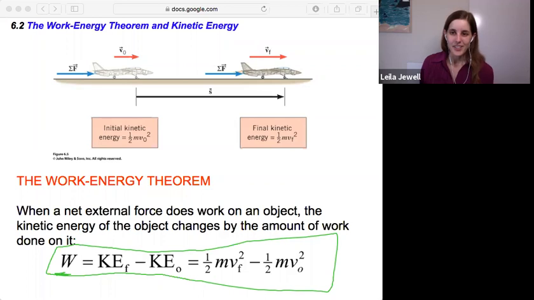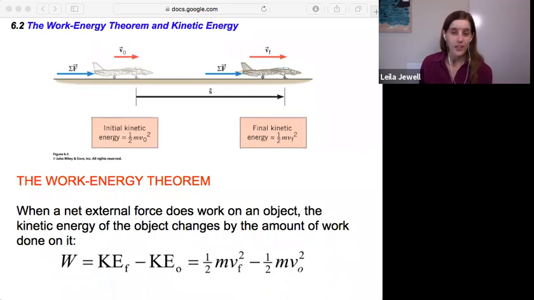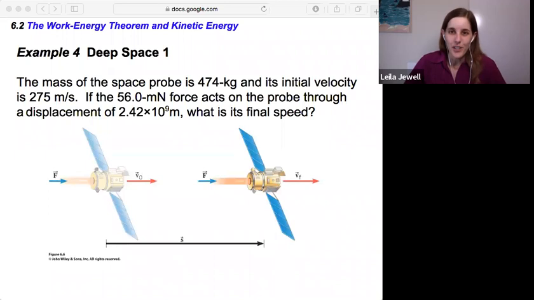All right, so now that we have this definition of work-energy theorem and kinetic energy in general, let's take a look at an example. So example 4, Deep Space 1. The mass of the space probe is 474 kilograms and its initial velocity is 275 meters per second. If the 56 millinewton force acts on the probe through a displacement of 2.42 times 10 to the 9 meters, what is its final speed?